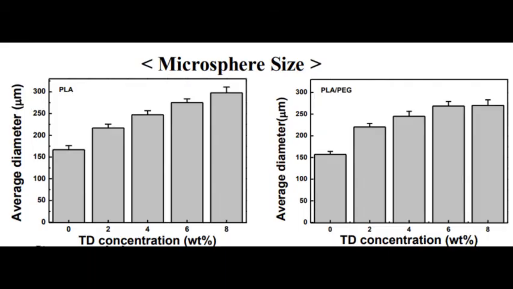The average diameter of PLA TD ranged from 166 to 297 micrometers. The average diameter of PLA PEG TD ranged from 157 to 270 micrometers. The average microsphere diameter according to the content of TD showed that the larger the content, the more the diameter and the surface pore size increased.